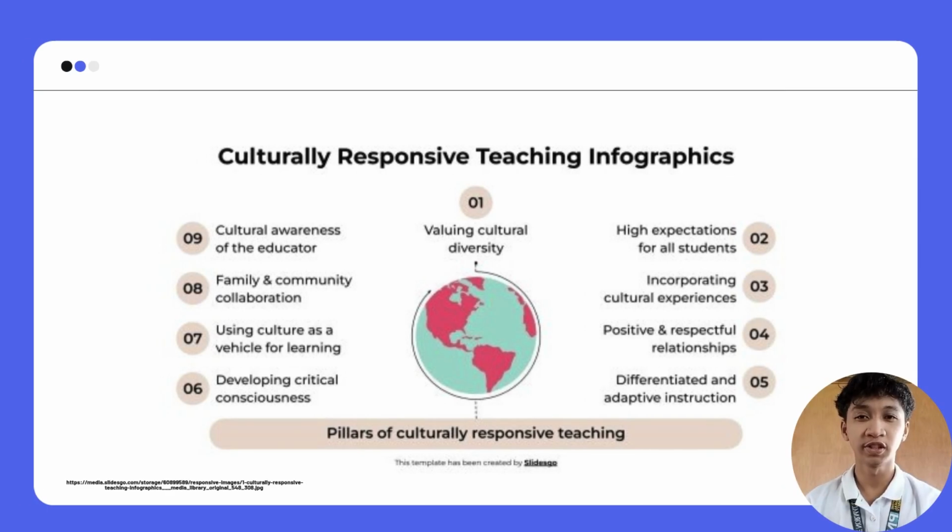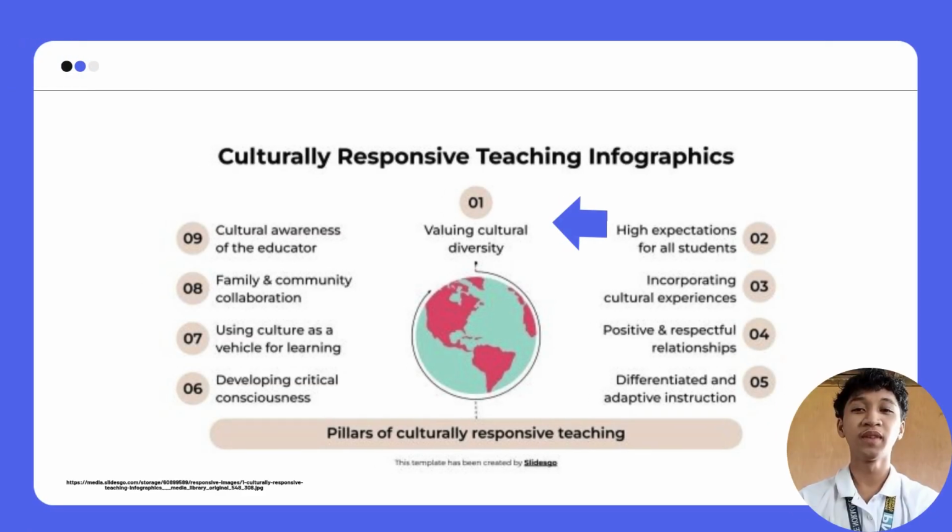Culturally responsive teaching, or CRT, is an approach that recognizes the importance of including students' cultural references in all aspects of learning. It's not just about celebrating diversity, it's about transforming how we teach to ensure equity, engagement, and empowerment for all students. Now, let's explore the 9 pillars of CRT through this infographic.